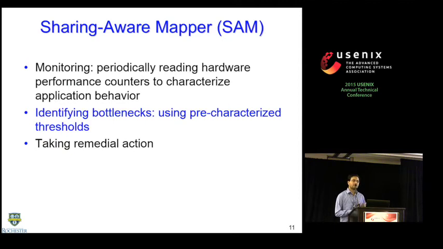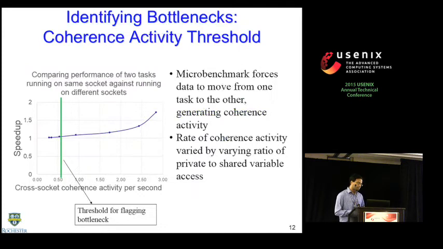So the second part of SAM is to analyze and infer from the current system state if we have any bottlenecks or not. And for this, we need to compare the system state with certain pre-characterized thresholds that we arrive at by using micro-benchmarks that we craft.